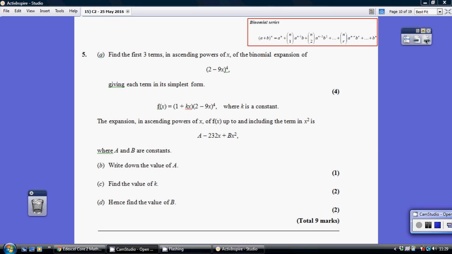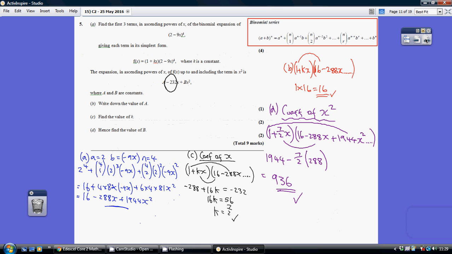Question 5. So, binomial expansion, we're going to use this formula which is given. A is our first term, which is plus 2. B is our second term, which is minus 9x, and n equals 4.